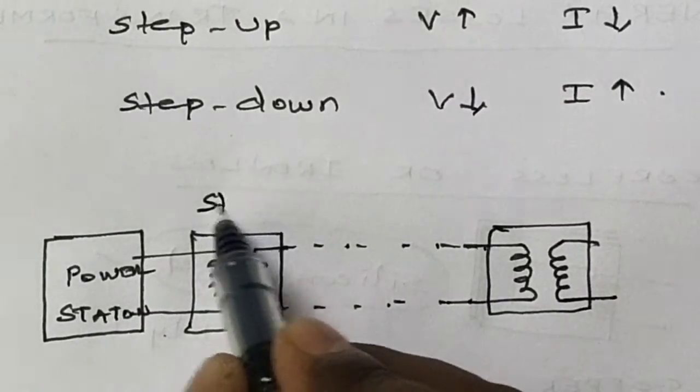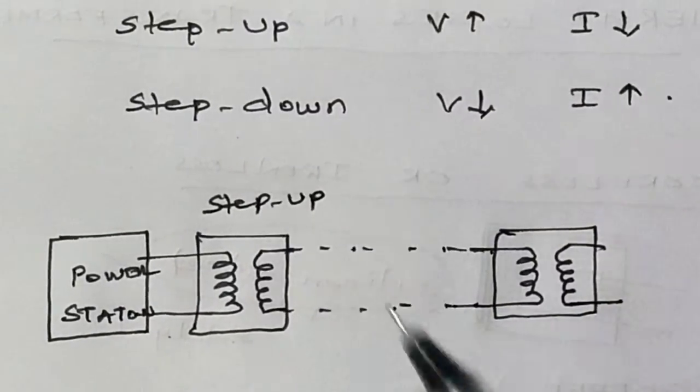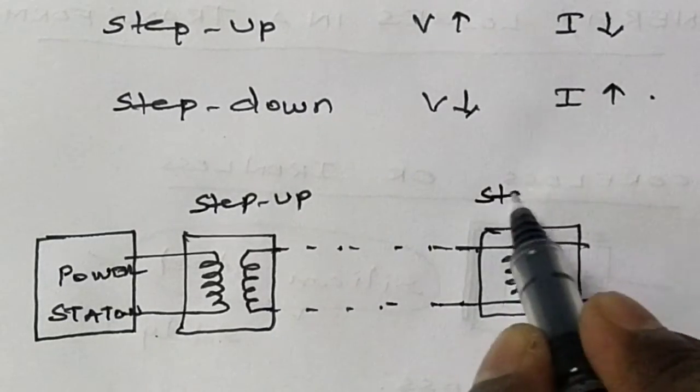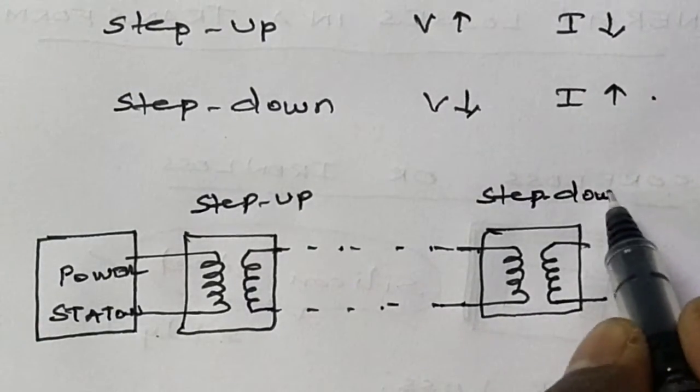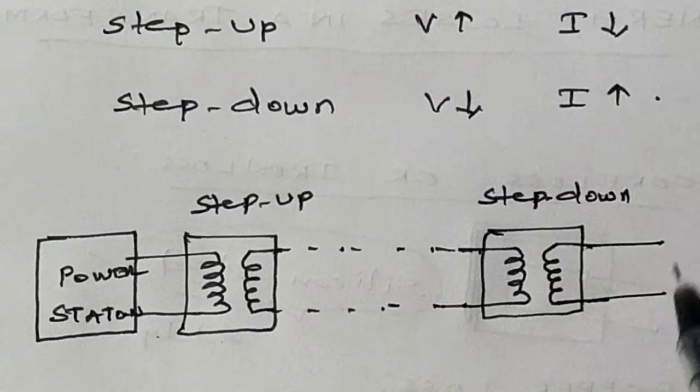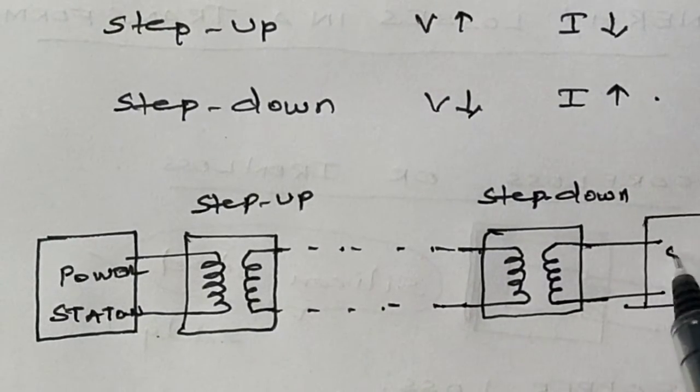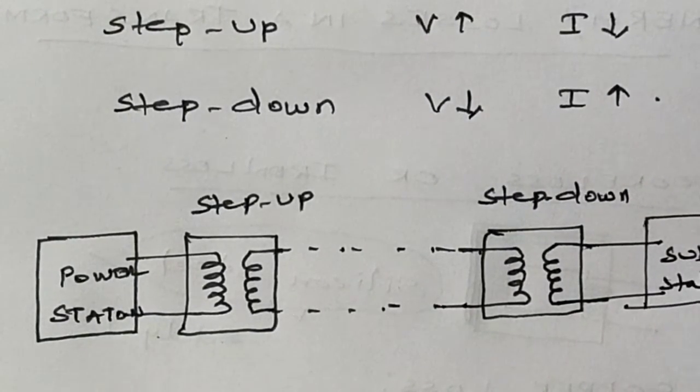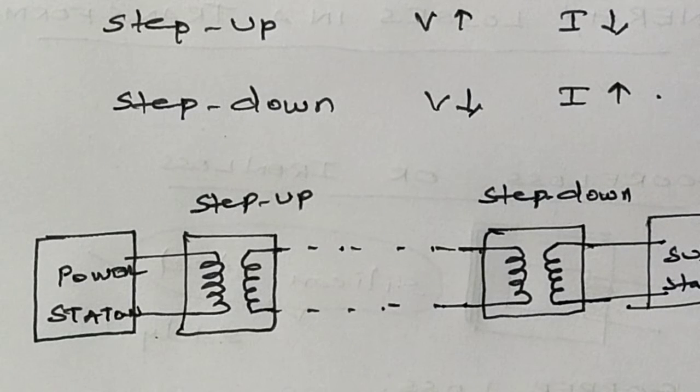So that is the step up transformer. Here we are using the step down transformer. After that we are using the substation. The step down transformer decreases the voltage and increases the current to an appropriate value. That is called the step down transformer. So power transmission is done efficiently and economically.